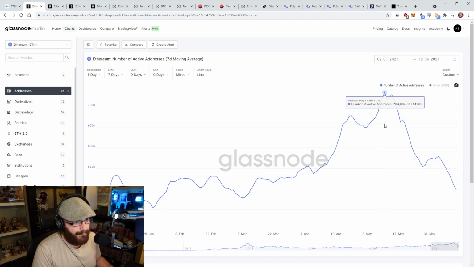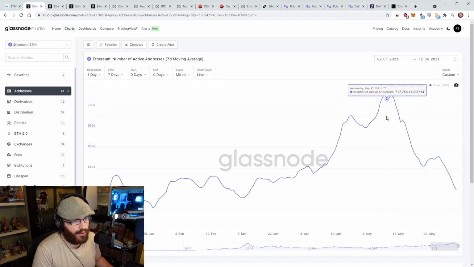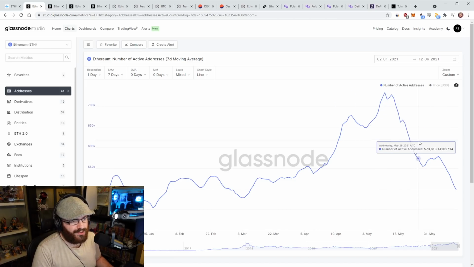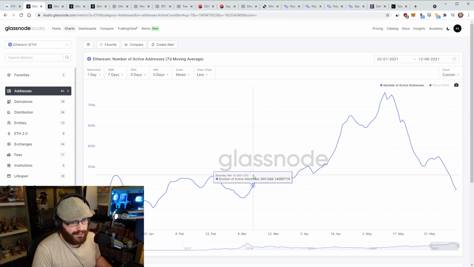So we peaked at about May 11th, which was just before the crash happened, at 734,000 active addresses on Ethereum, and then we came down over the next few days as the price crashed. We came down to 544,000. So we lost almost 200,000 active addresses, and that's been trending down since. Currently at about 500,000, which is levels not seen since March.